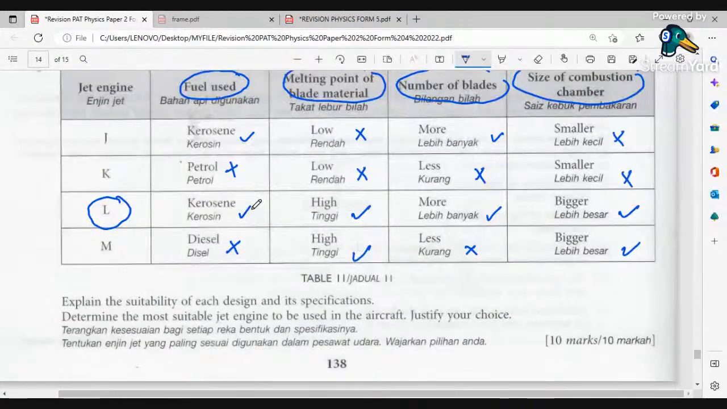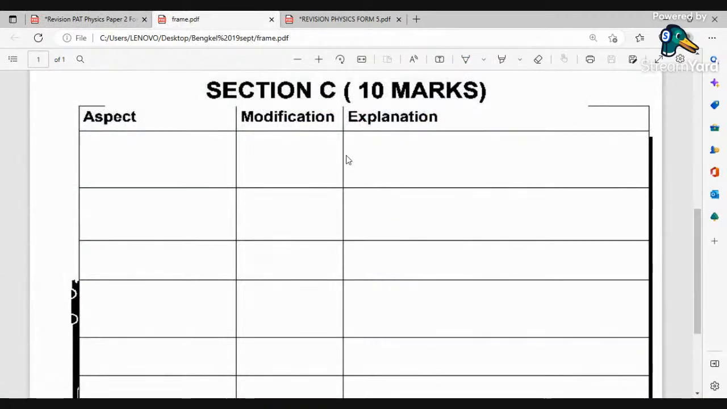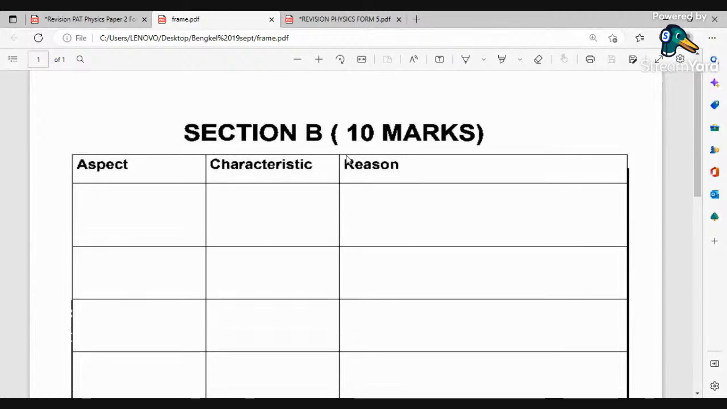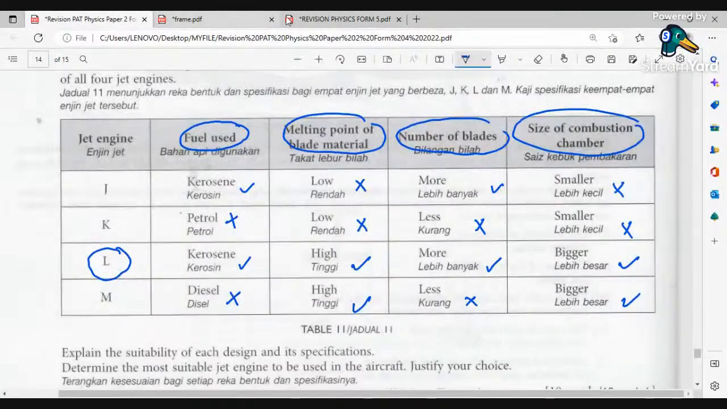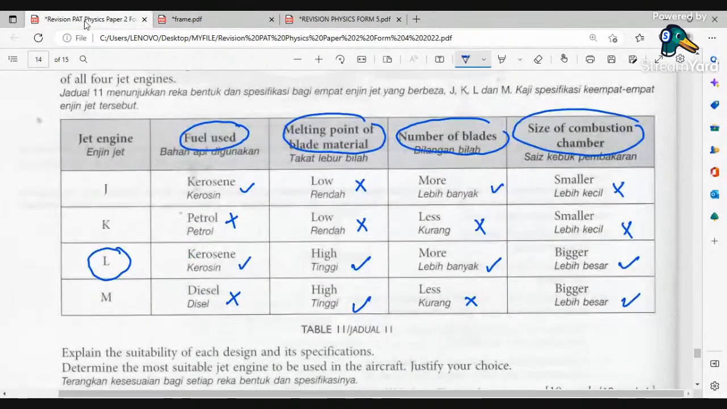Now we will explain using table form. I will use this frame for section B. First aspect is fuel. Write down the aspect first. Use. Second is melting point. Melting point of the blade material.